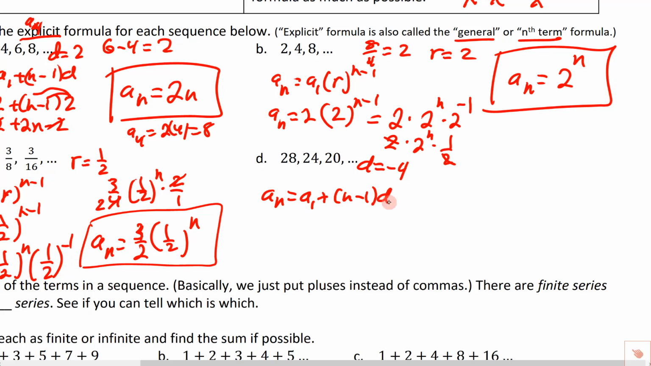I'm going to freeze the screen. Would you find the general formula for that, the explicit formula, the nth term formula? Make sure that it's simplified.